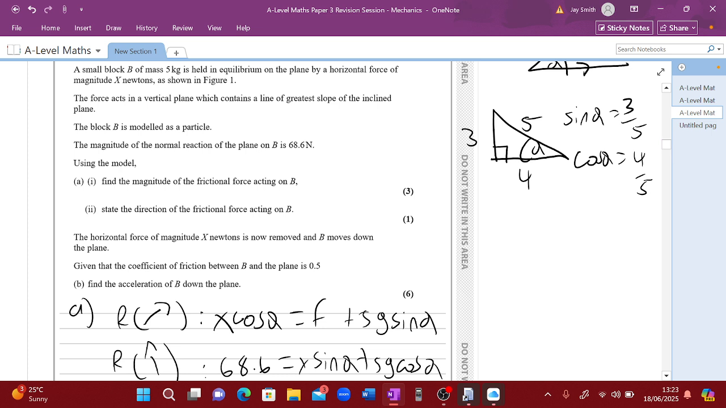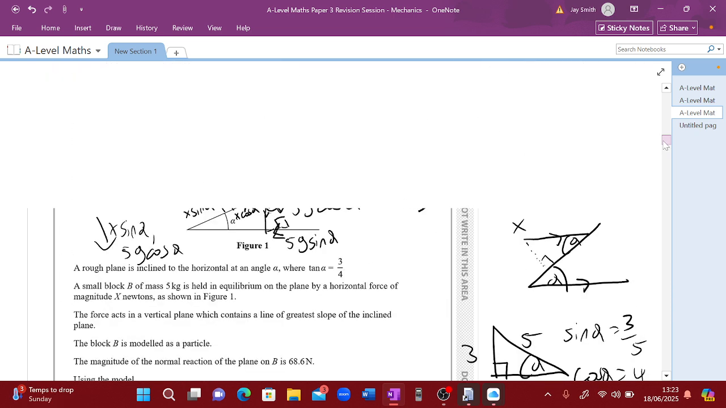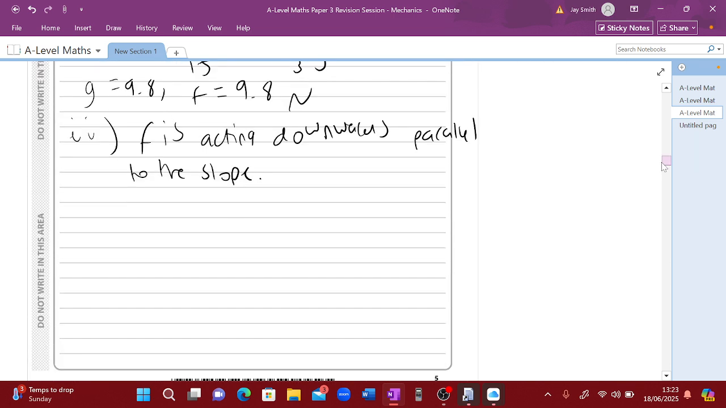Okay, then it says the horizontal force of magnitude x is now removed and B moves down the plane. There we are. Given that the coefficient of friction between B and the plane is 0.5. Okay, so let's just restate this. What's going on now? Let's draw the new diagram. So again, it's going to look like this. Something like that. We have alpha.